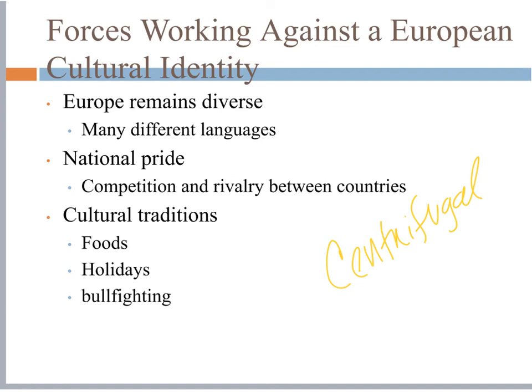As we look at this, we see Europe remains diverse with many different languages. There's a lot of different countries, and with those different countries are a lot of different languages. And so people have to learn to communicate amongst each other, which is relatively difficult. We also talked about that idea of national pride. There's competition and rivalry amongst countries. Listen, there's parts of Germany and France that haven't liked each other for centuries. Britain and France haven't liked each other for millennia, right? And so now that they're forced to work together, this can cause some problems.